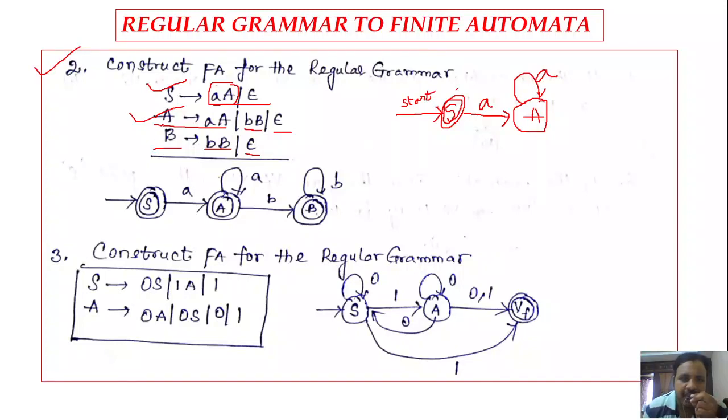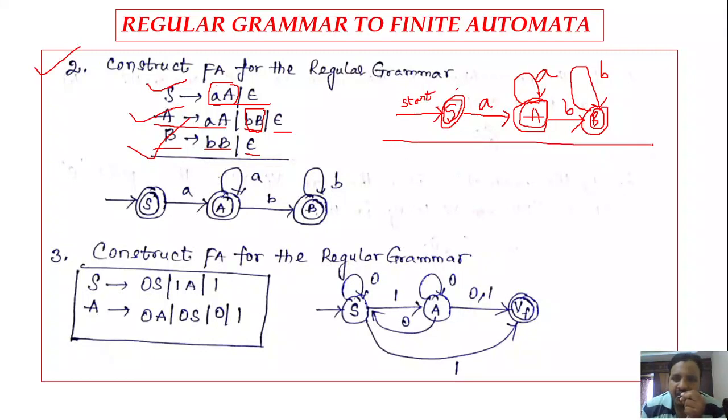Next, capital A denotes small b capital B. That means from A there must be a transition on small b, and it must go to capital B. Next, capital A denotes epsilon, which means make A a final state. Next, consider the next production. Capital B denotes small b capital B. So from B on small b, there is a self transition on B itself, and B denotes epsilon. B denotes epsilon means it should be marked as a final state, right?